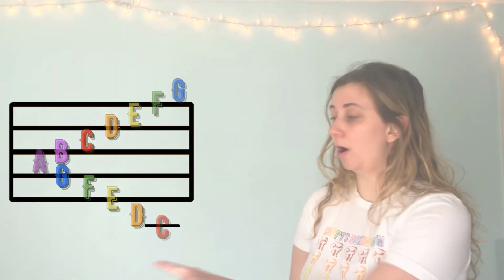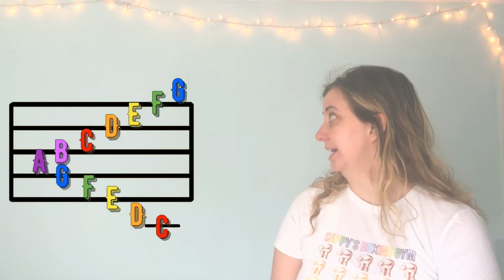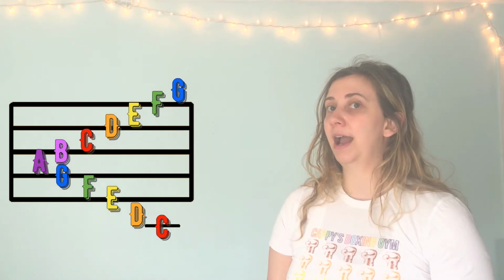We should now be able to name all of the notes from all the way down here, which is a C, up to a G, right above the staff. The way we've figured it out so far is by using the alphabet and just going in alphabetical order. But there is an easier way to figure this out. It's a little bit of a shortcut.